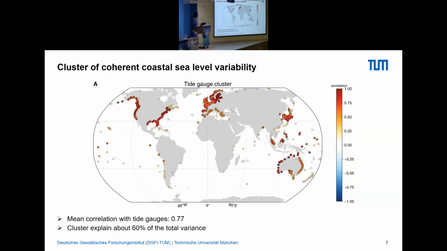Also, when we look at the correlations of these cluster time series with the tide gauges, we found that we already explain a large fraction of the coastal variance with just these 12 different time series. The correlation is usually in the order of 0.8, and 60% of the variance is explained with this approach. Of course, there are some outliers, but that's mainly because some of these tide gauges cannot be clearly associated with a cluster because there are very few tide gauges in some regions.